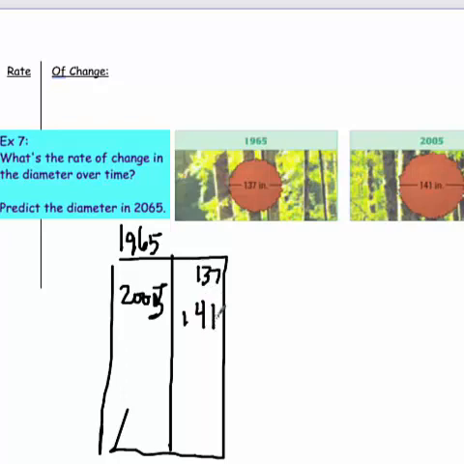Okay, so well, time is always this, so this would be on our x-axis. When we list it in a table, whatever comes first in the table is always x, and this is always y. Right, so x before y. Right, it's alphabetical. So same concept, it's exactly the same type of problem that we were just doing. We just want to find predicted diameter in 2065. So how do I find that? Well, I got to find out what's the slope, or what is the rate of change.